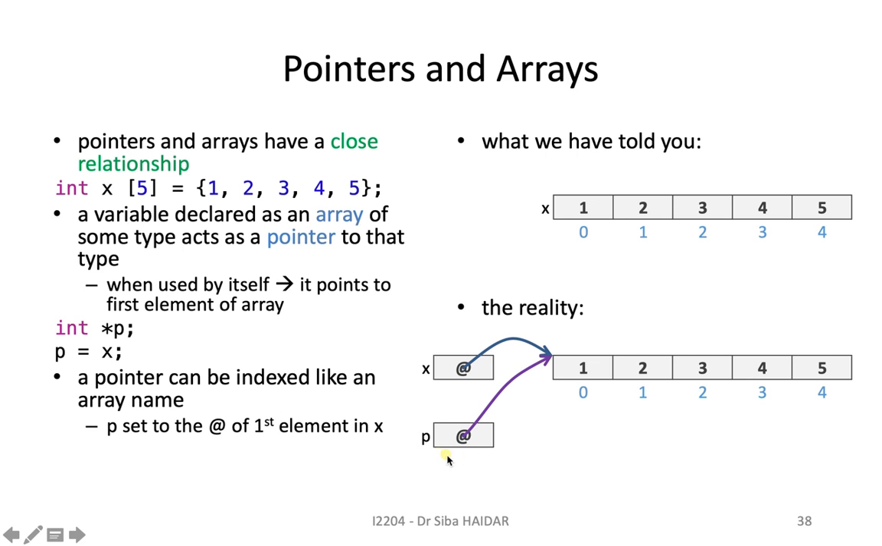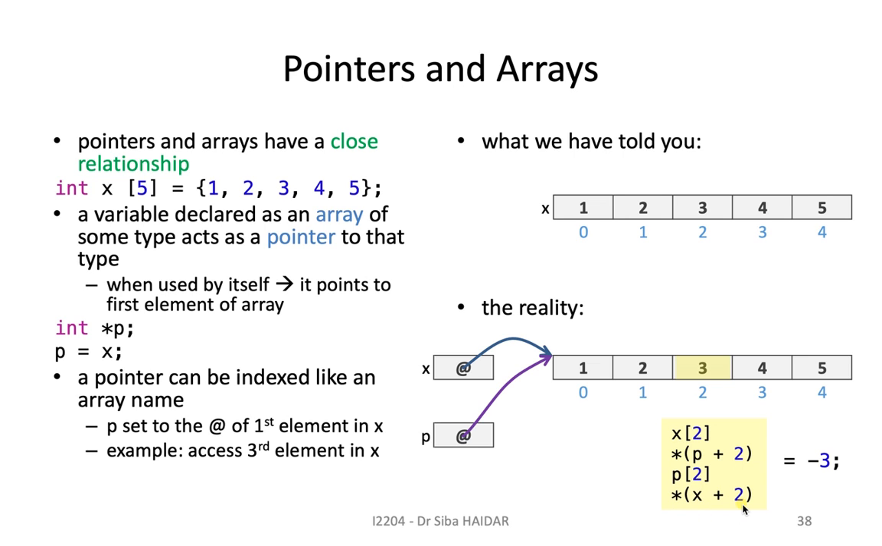So p now is set to the address of the first element in x, and for example, to access the third element in x, which we accessed in the previous slide, we can either write x[2] or dereference p plus 2, because this is p and we advance 2 elements of size int, okay, and then we dereference. Or we can either write p[2] or dereference x plus 2, and we can put the -3 value inside it and it will stay valid.